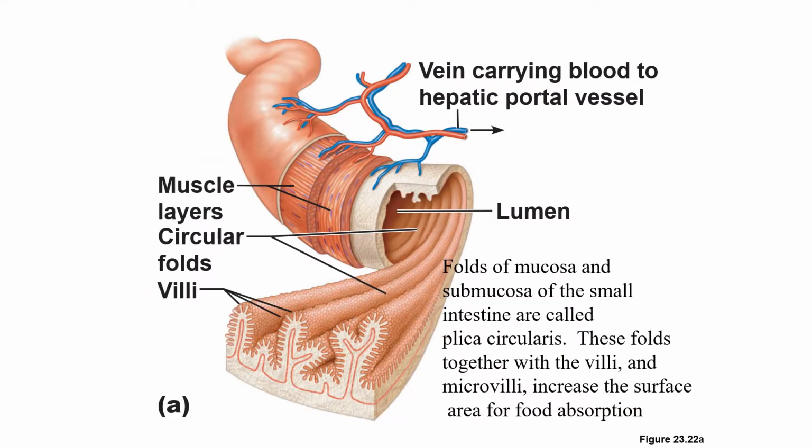Adaptations of the small intestine increase its surface area. The permanent folds of the small intestine are called plica circularis. The permanent folds, in turn, are made by smaller folds of the lining, the simple columnar epithelial lining, called villi. Both plica circularis and villi are going to increase the surface area for food absorption.